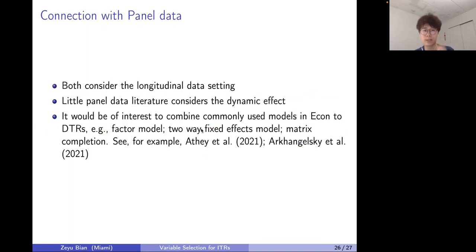And finally, some connections with panel data in the econ literature. Panel data in economics are closely related to our DTR or ITR setting because they both consider the longitudinal data case. However, in the panel data literature, they seldom consider the dynamic effect. So it will be of interest to combine commonly used models in econ with DTRs, such as factor models, two-way fixed effects models, or maybe even matrix completion.